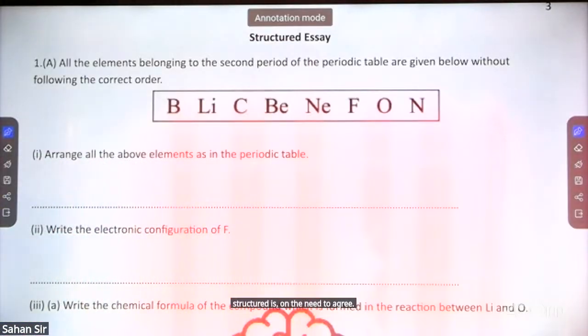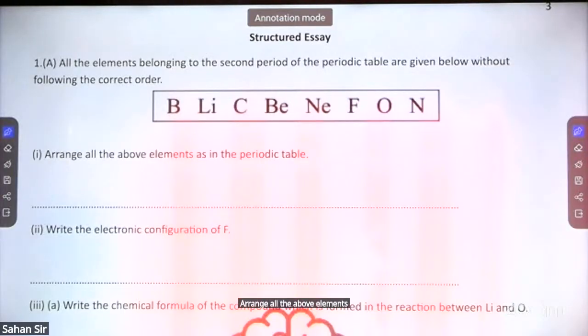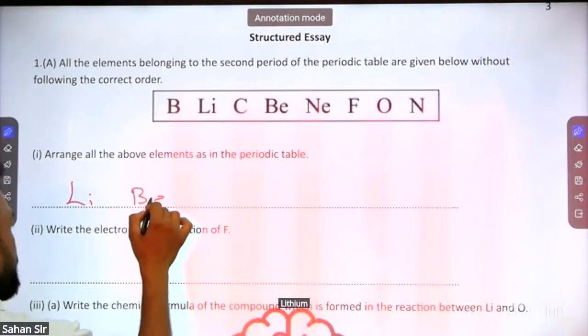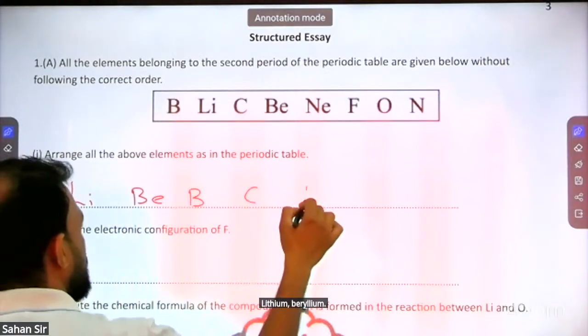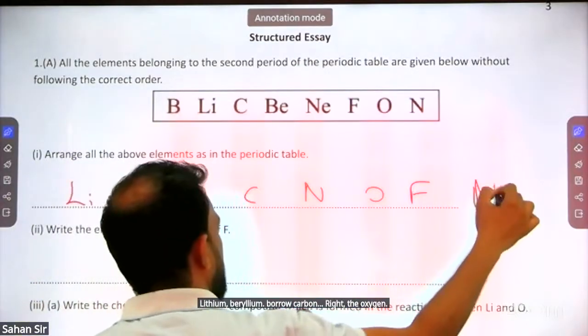Right, all the elements belonging to the second period of the periodic table are given below without following the correct order. Arrange all the above elements in the periodic table. Second period: lithium, beryllium, boron, carbon, nitrogen, oxygen, fluorine, and neon.